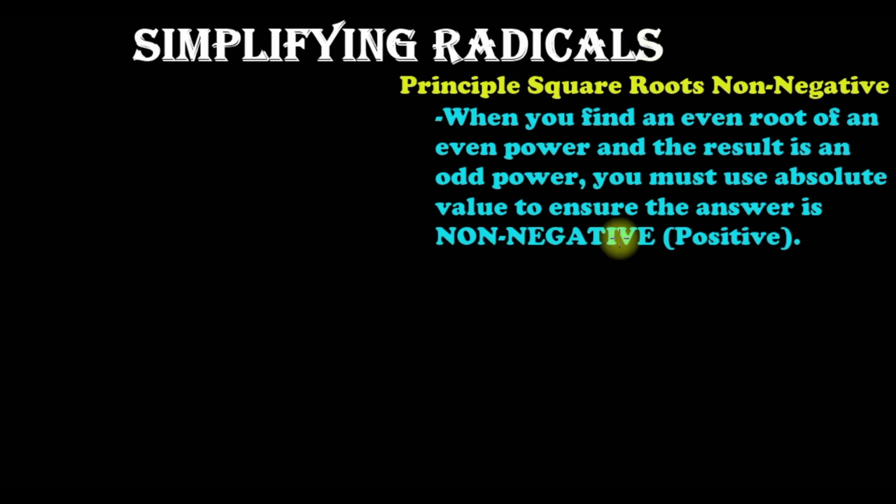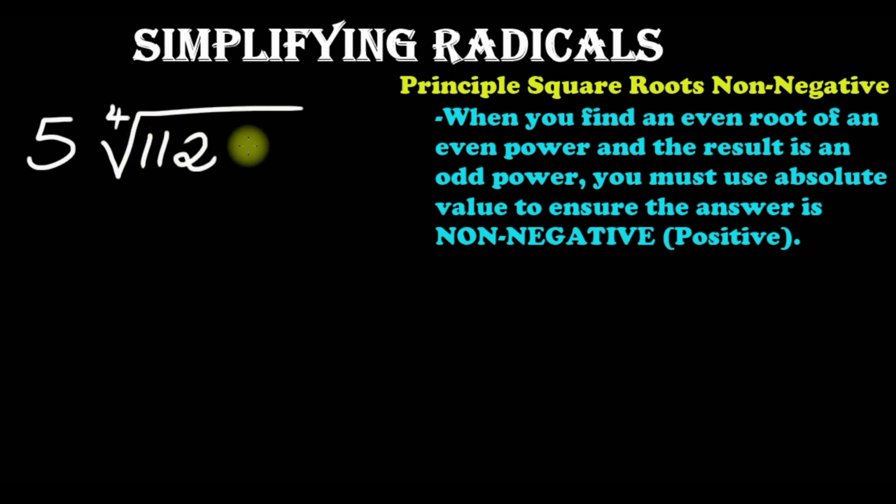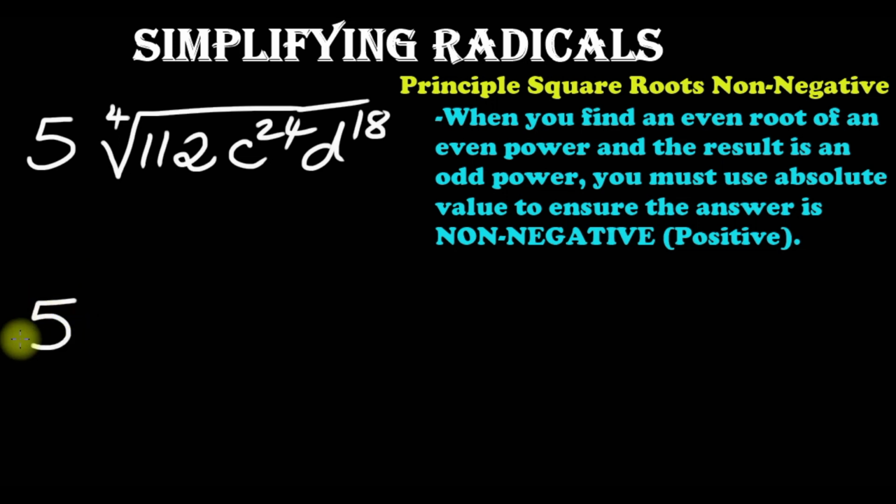Okay, so let's take a look at one more. This will be your last example. So here I have 5 times the 4th root of 112 c to the 24 and d to the 18. We're going to simplify this. Here 5 is outside, so we bring down the 5.